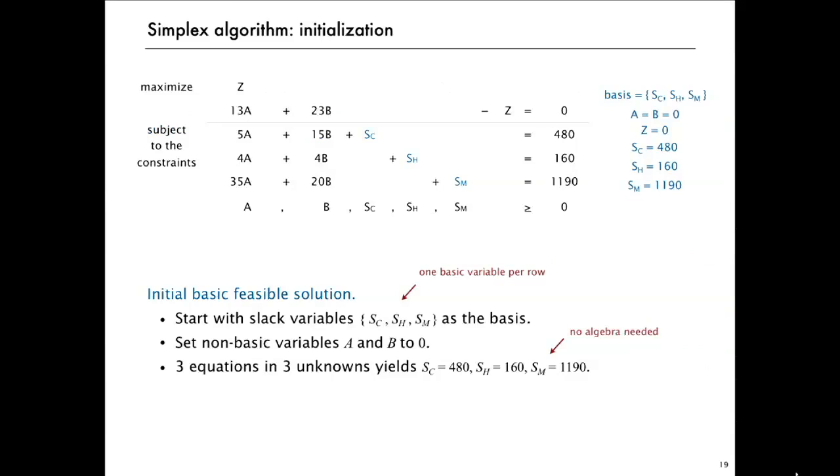Okay, so to get things started, what we need to do is initialize. And we'll initialize in that case at the origin when a and b are equal to 0, and the 3 slack variables are the basis. And then the solution is really easy in that case. Here's our equations. We set a and b to 0, so that cancels out all that stuff. So that tells us the values of sc, sh, and sm in that case. So that's easy to solve in that case.